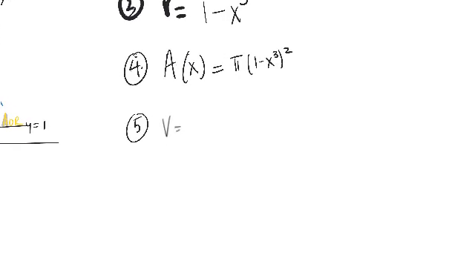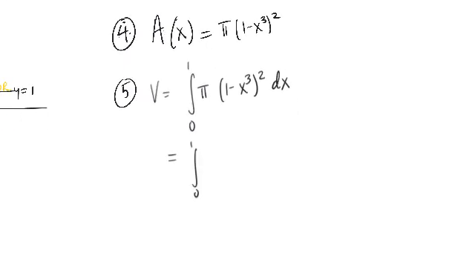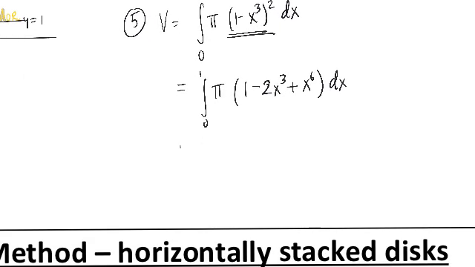So volume will be equal to the integral from 0 to 1, pi times (1 minus x cubed) quantity squared dx. We should be able to do this integral without Math 9. So please remember to FOIL this out and don't just distribute that power, because that's not how those work. So we get this right here, 1 minus 2x cubed plus x to the 6th dx. Pull the pi out, and then the antiderivative is x minus 1/2 x to the 4th plus x to the 7th over 7, going from 0 to 1.